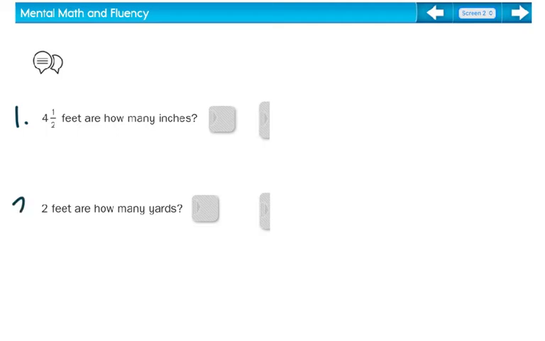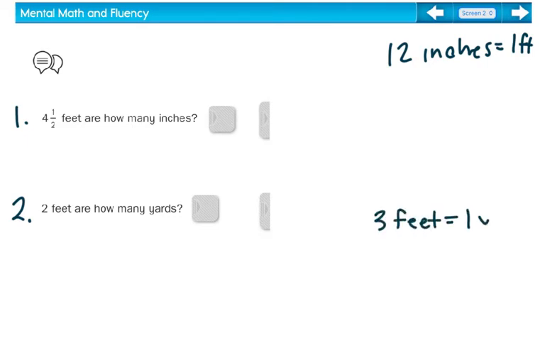So what happens when we throw some fractions in there? 12 inches in a foot, remember? And 3 feet in 1 yard. So treat this as 4 and then figure out what half is. So 4.5 feet are how many inches? And 2 feet are how many yards? Remember, pause your video if needed.